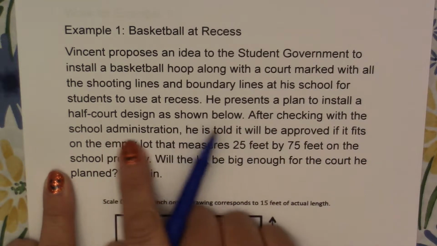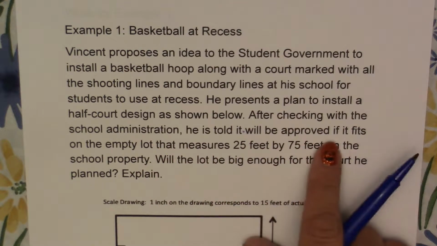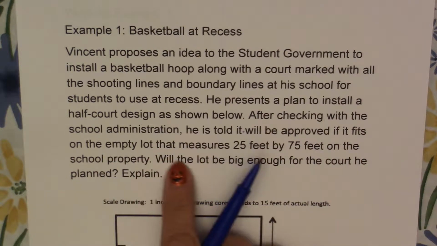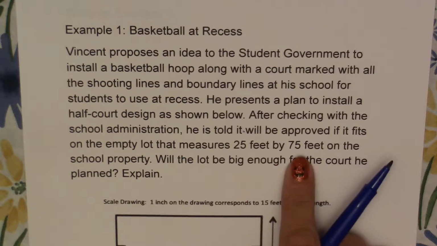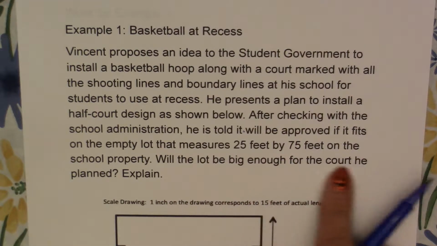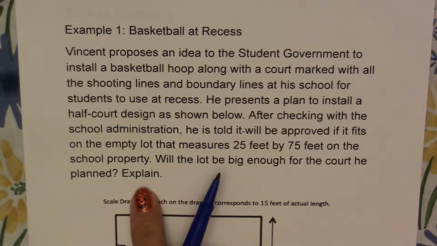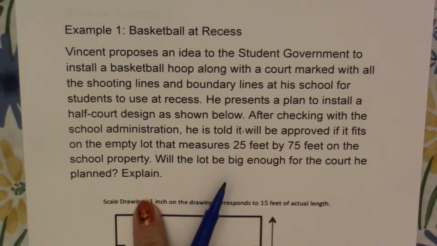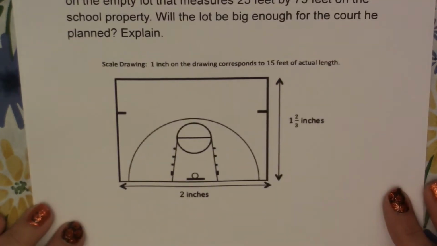After checking with the school administration, he is told it will be approved if it fits on the empty lot that measures 25 feet by 75 feet on the school property. Will the lot be big enough for the court he has planned? Explain. So we need to look at a couple of important things on our picture.